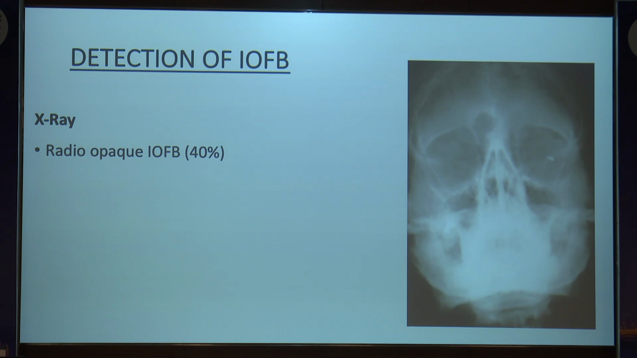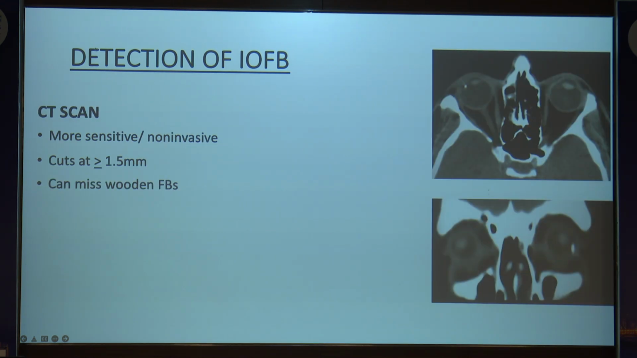But X-ray is mainly for radio-opaque foreign bodies. CT is also for radio-opaque, and you need to take cuts of more than about 1.5 to 2 millimeters. It helps to differentiate between metallic and non-metallic, and minimal cooperation is required. You don't have to position the way you need to maneuver in an X-ray, sometimes rotating the face. But sometimes, if it's wooden, you may miss the foreign body.